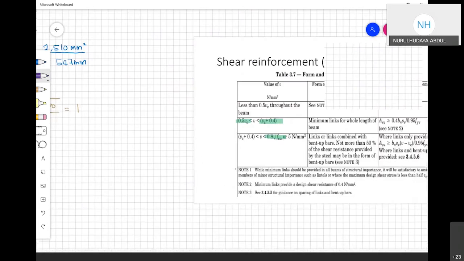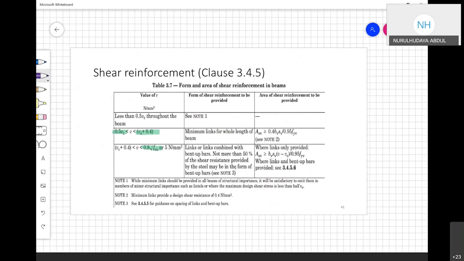Our situation, okay. So if you look here, if VU is larger than 0.5 VC but smaller than VC plus 0.4, you design it as minimum link, or we also call it nominal link. But if your V is larger than VC plus 0.4 but less than 0.8 square root FCU, we have to design as design link. So in our situation here, we have to design link.